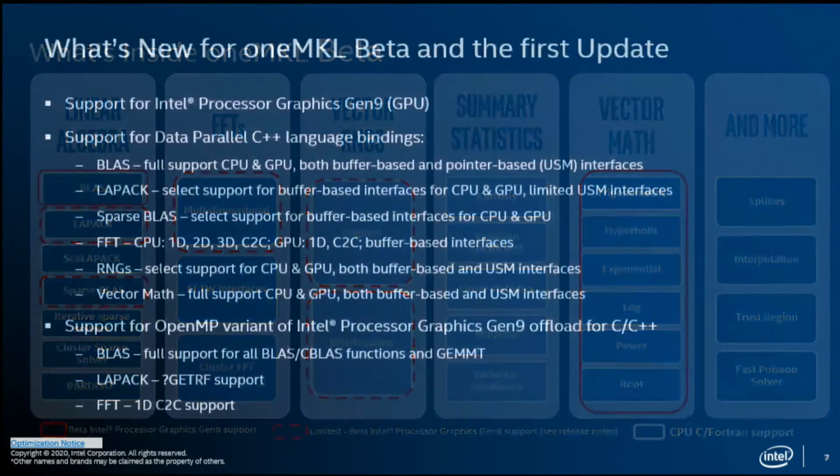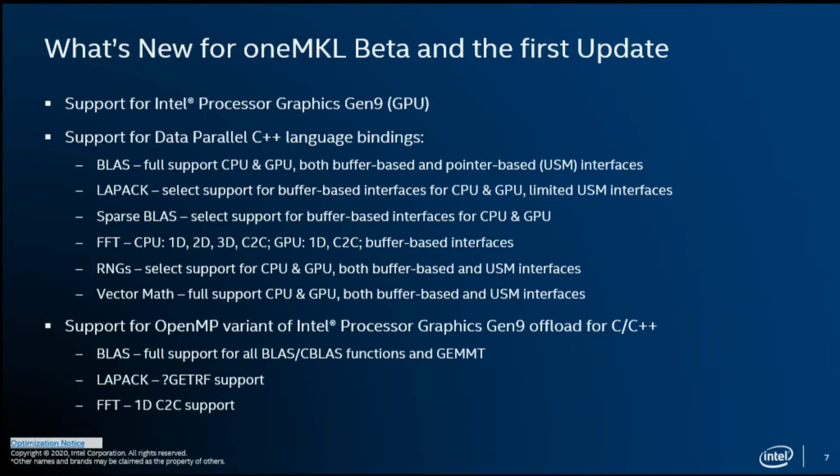And so looking in even a little more detail, the oneMKL beta was publicly released last November. It's also referred to as Beta 3, and the first public update to it was released just this week, also known as Beta 4. So what's in there is the support for Intel processor graphics Gen 9, the GPU, and then support for the data parallel C++ language bindings for the different domains.